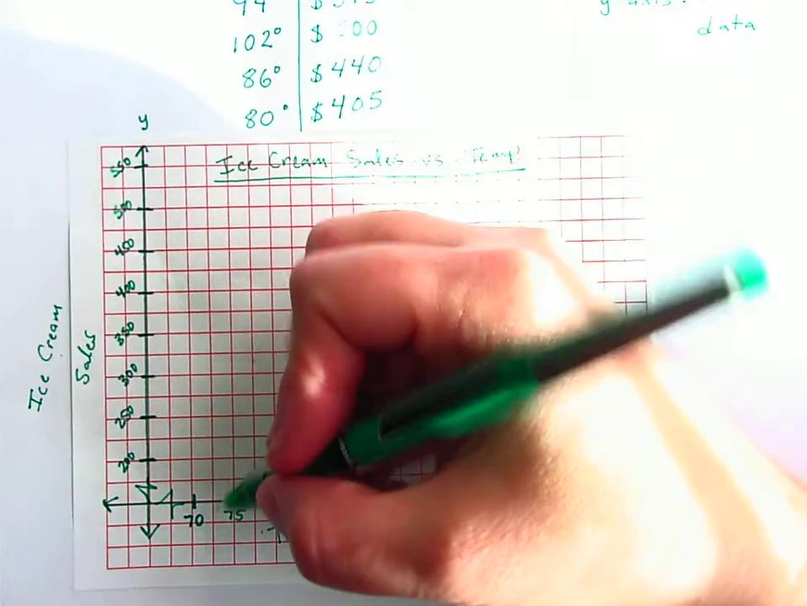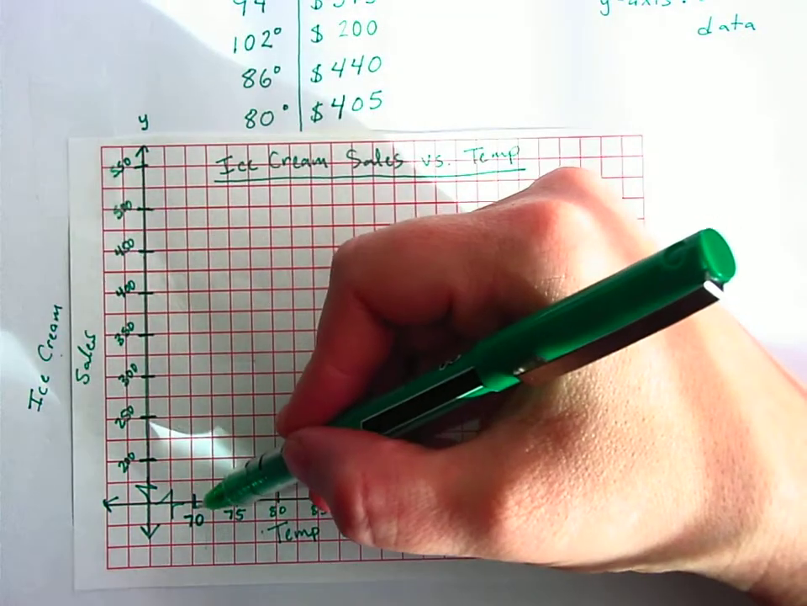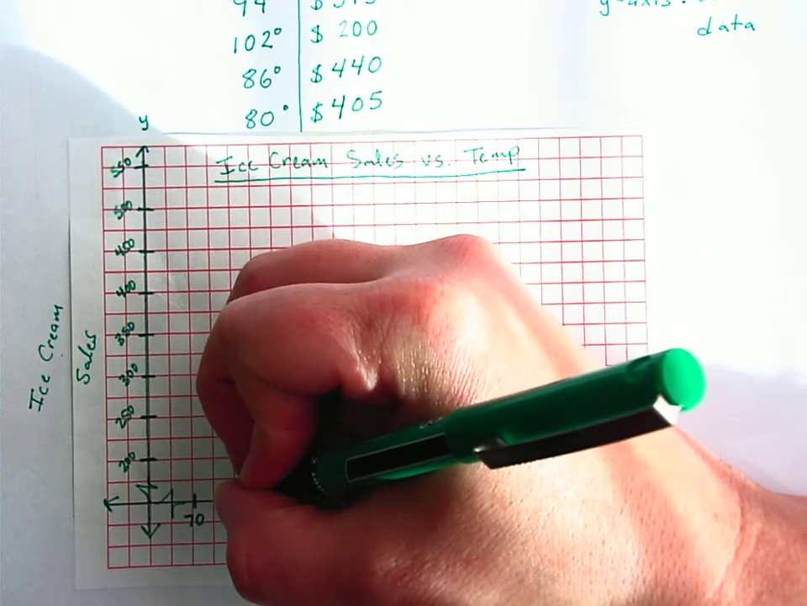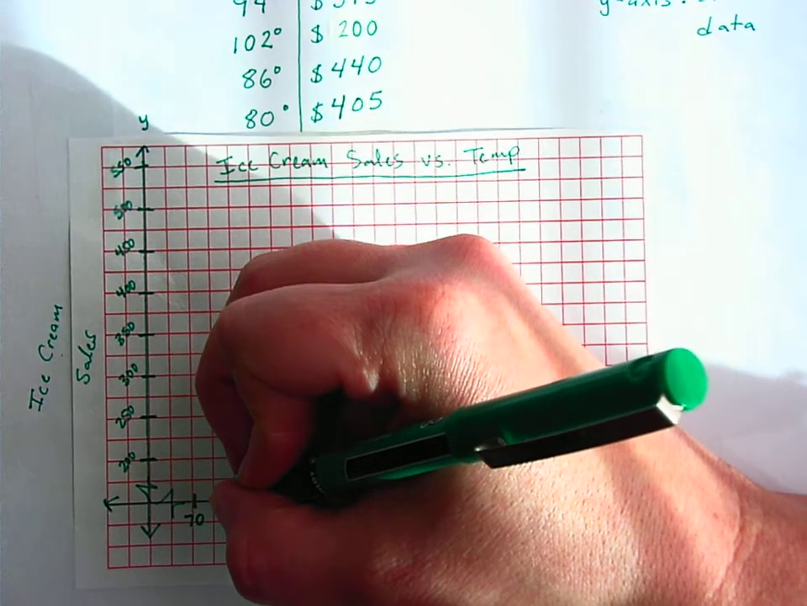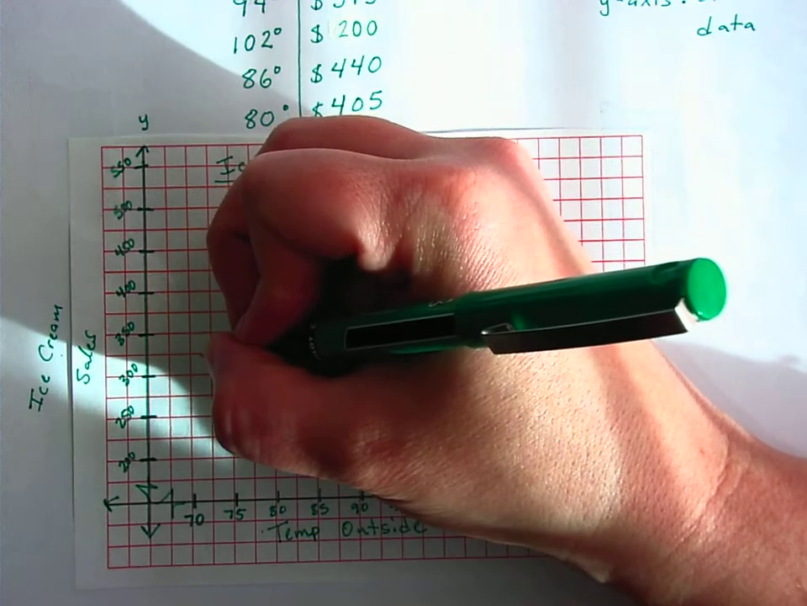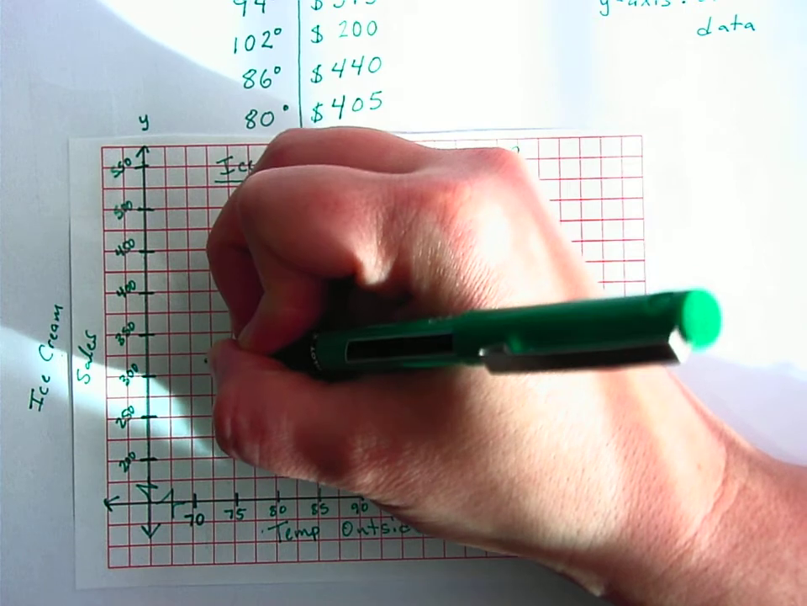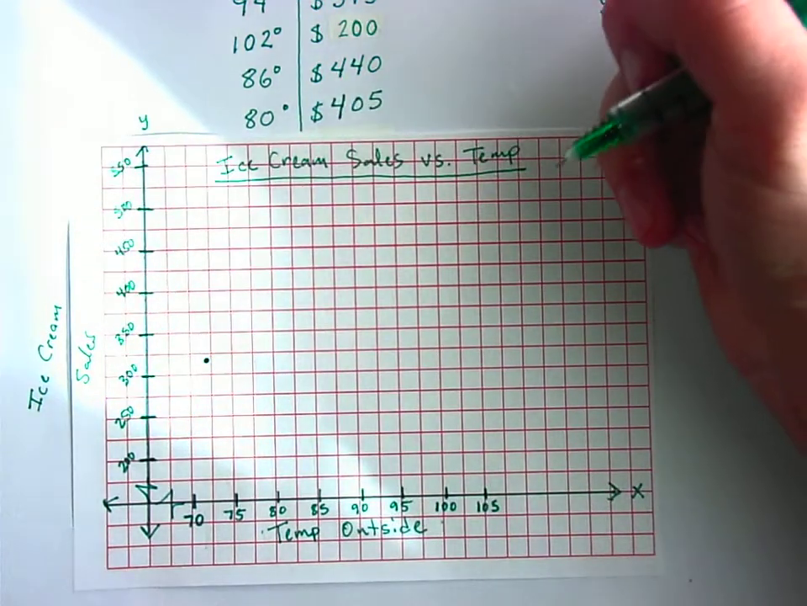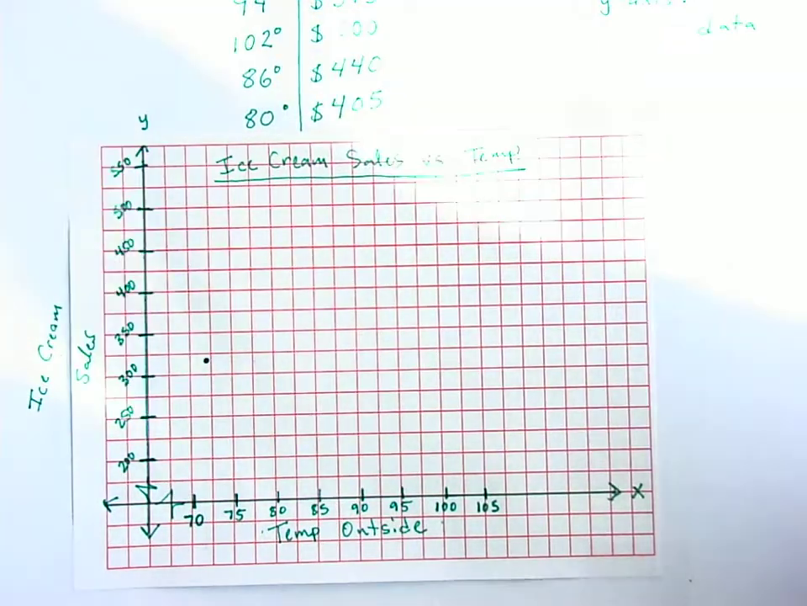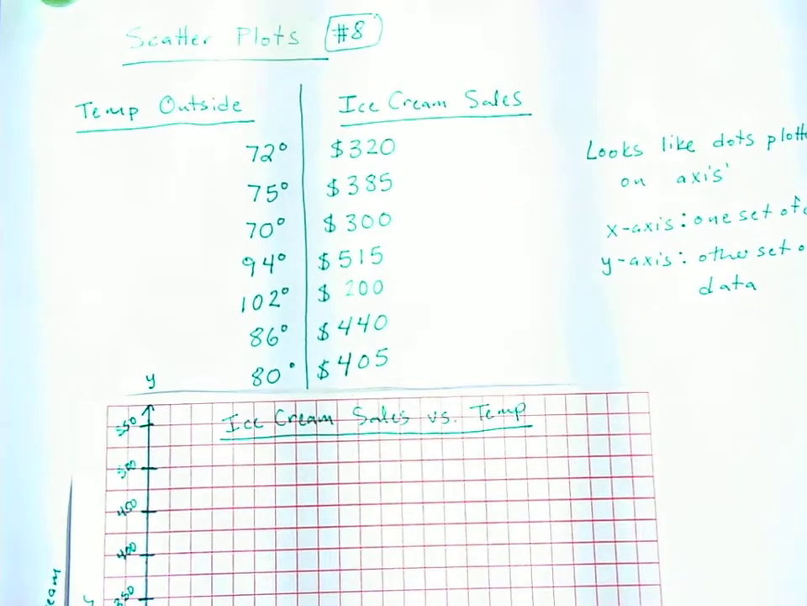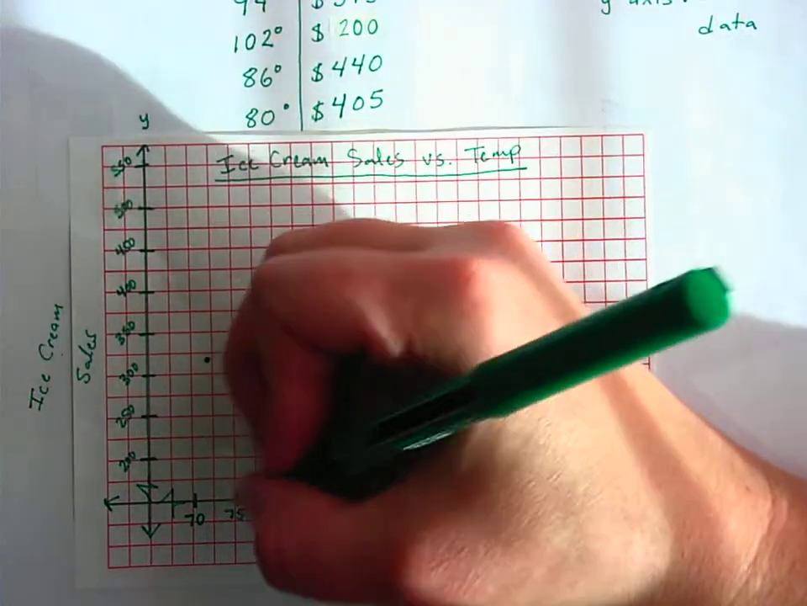Okay, I'm going to start graphing these. So it looks like 72 is at, and it can just be approximate, not perfect. So 72 is about 320. Probably about, I don't know, here maybe. If you have two things that are the exact same data point, then that dot just gets a little bigger. 75 and 385.